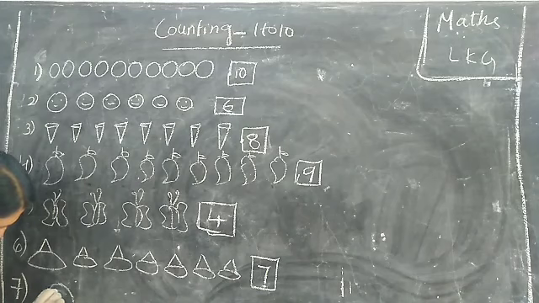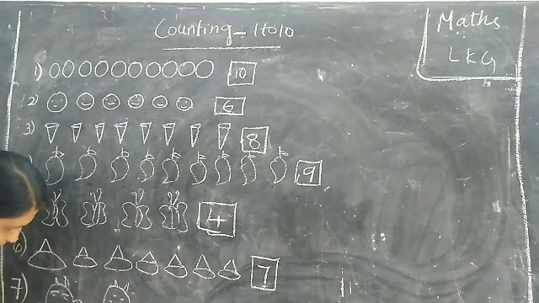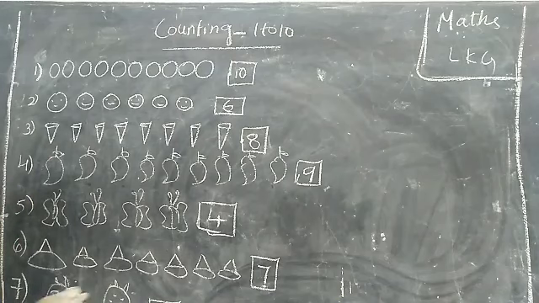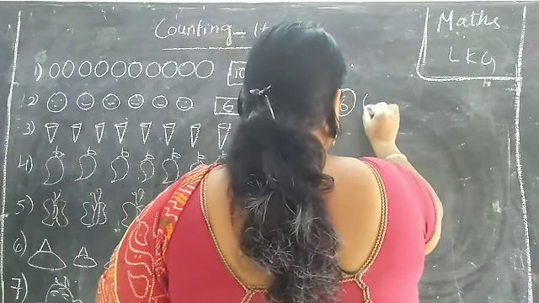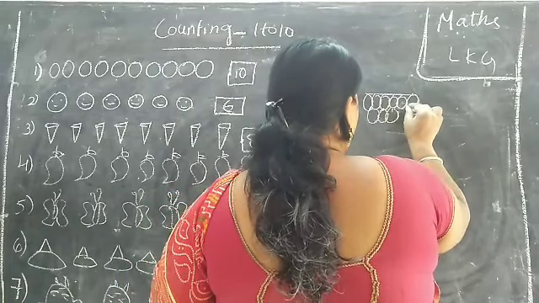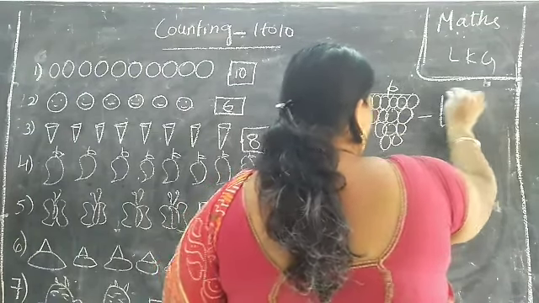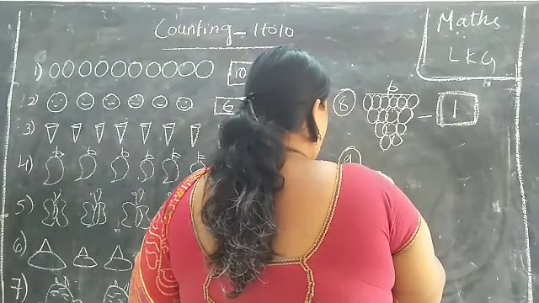Teddy bears. 1, 2. Next, the mango bunch: only 1 is there, children. Only 1 bunch. So next.